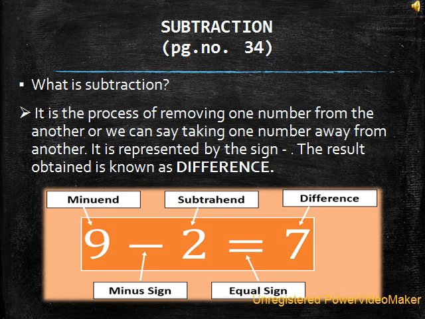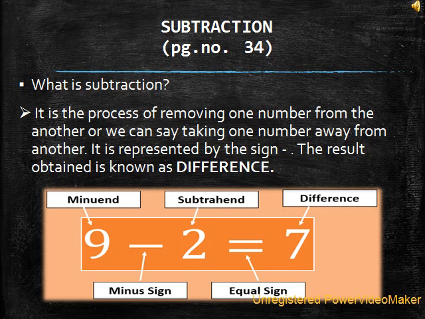Let's come to subtraction now. Now what is subtraction? As we all know, it is a process of removing one number from another number, or we can say taking one number away from another. It is known as subtraction. We all know that it is represented by the sign minus. You can see it on the screen.